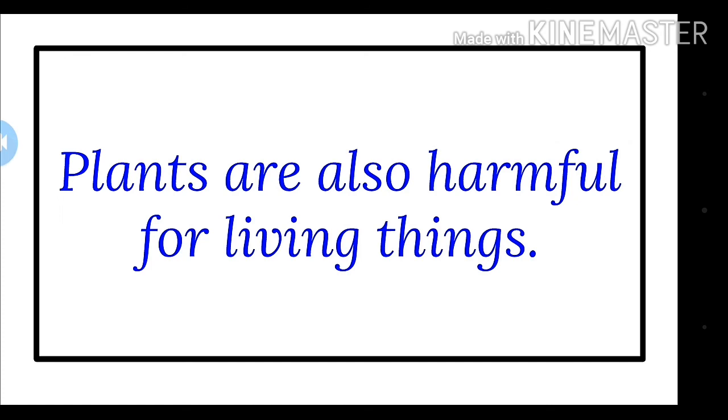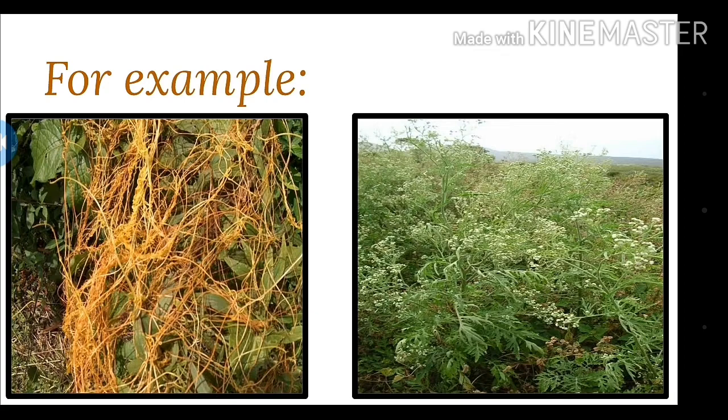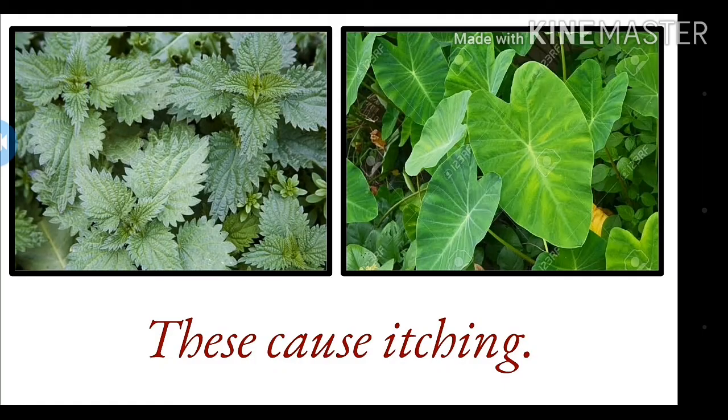Now we learn how plants are harmful for living things. We learned how plants are useful, but these plants can also be harmful for living things. Now we'll see how they are harmful. Some examples which are harmful for living things are the dodder and the parthenium. These and many other weeds are harmful for living things. We can't say exactly how they are harmful, but they are harmful. Not only for living things, sometimes they are harmful for insects.